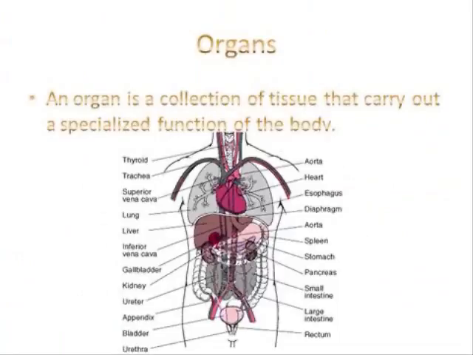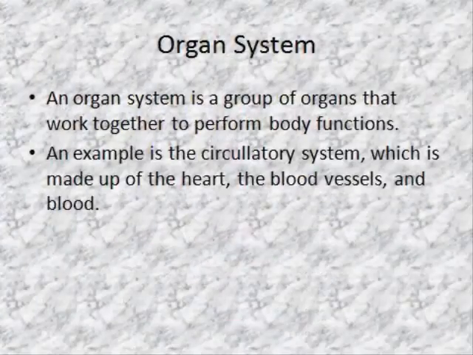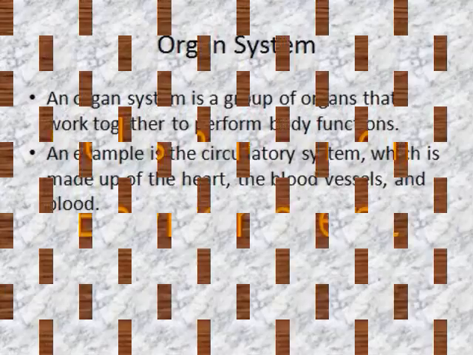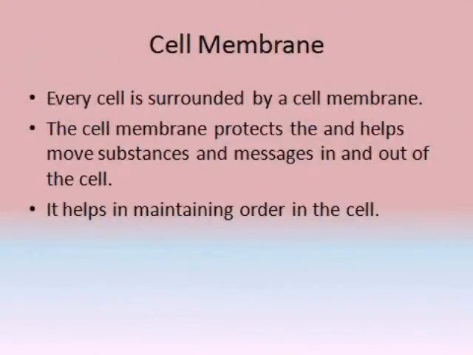Organs. An organ is a collection of tissues that carry out a specialized function of the body. Organ system. An organ system is a group of organs that work together to perform body functions, like the circulatory system.